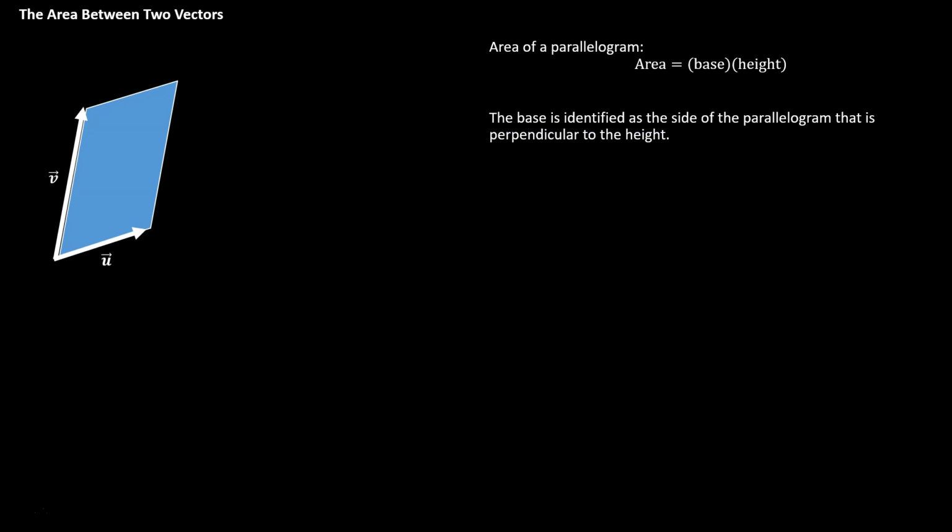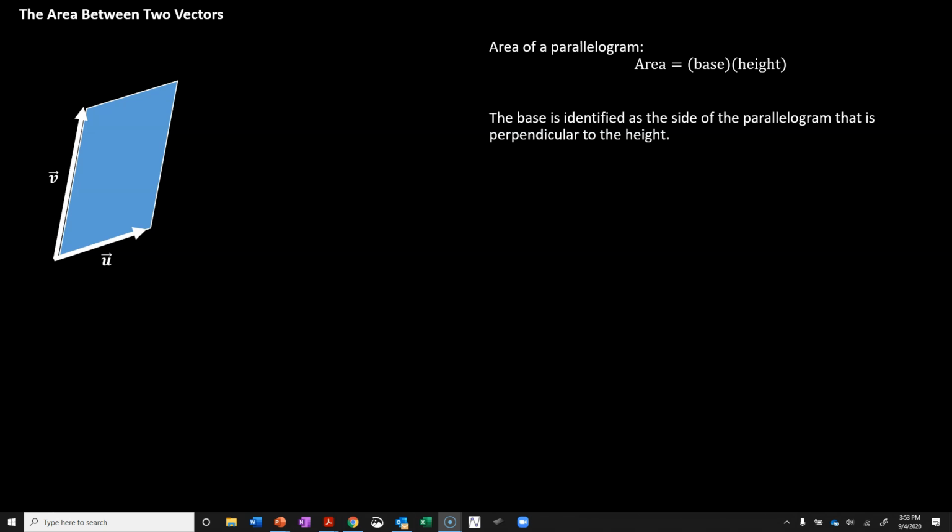let's think back to our high school geometry class where we learned the area of a parallelogram is base times height. And the base really could be any side you want, but it's specifically identified as the side perpendicular to the height. So if you pick the height, then you can find the base, or if you pick the base, you can find the height.